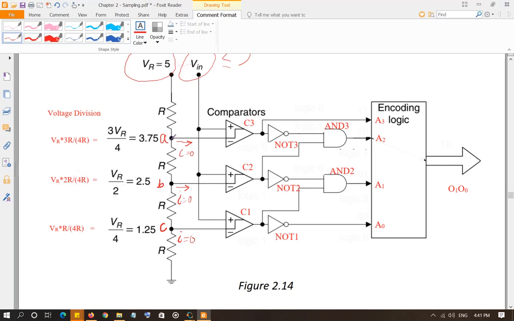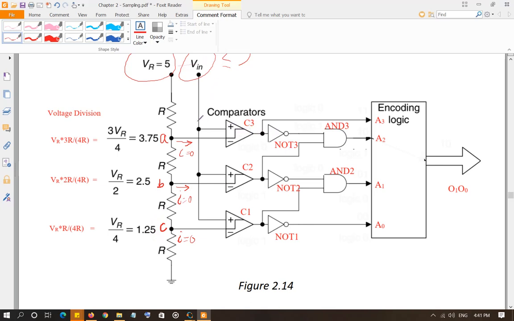And likewise at node A, now you are calculating the voltage drop across the bottom three resistors in series. So you're going to add three resistors up, 3R, divided by all of the resistors 4R. So the voltage drop at node A is 3.75 volt. Okay, so once you decide that, what is the function of comparators?